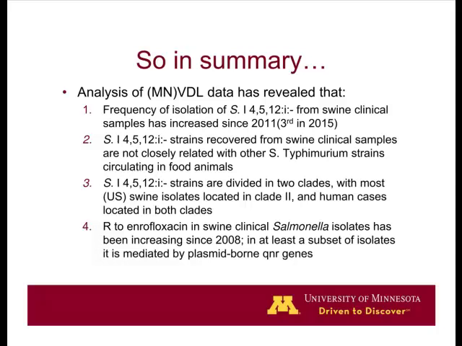Third point would be that our monophasics are divided in two clades, with most of the US, and non-US actually, but since we have more US, most of the US swine isolates located in clade 2, with human cases located in both clades, so we're not saying that this is basically where all the human infections are coming from.